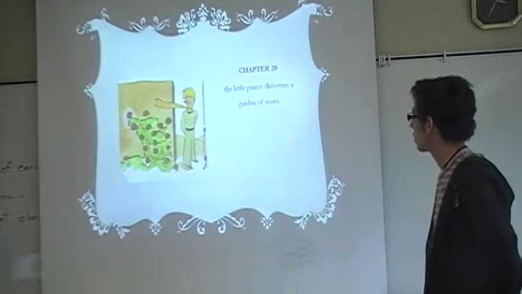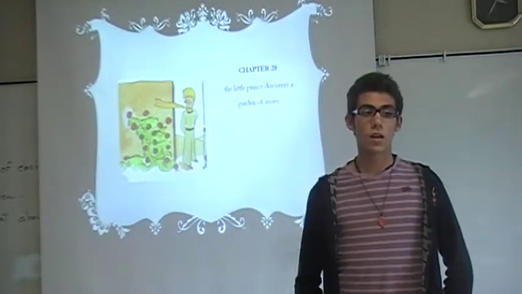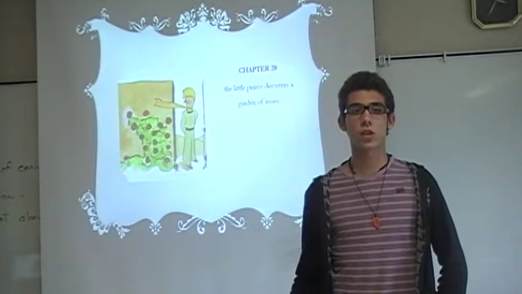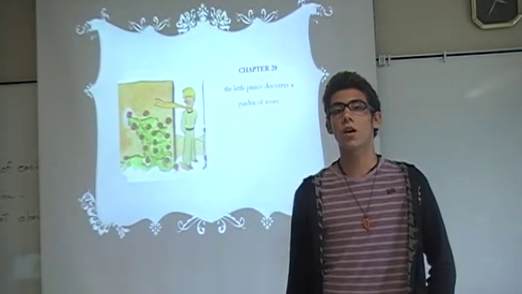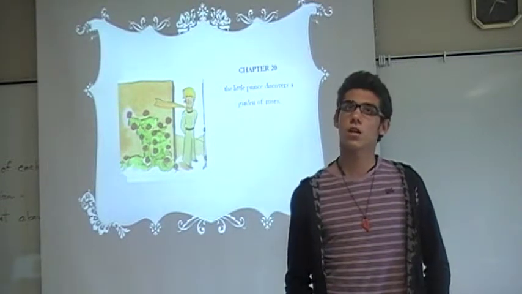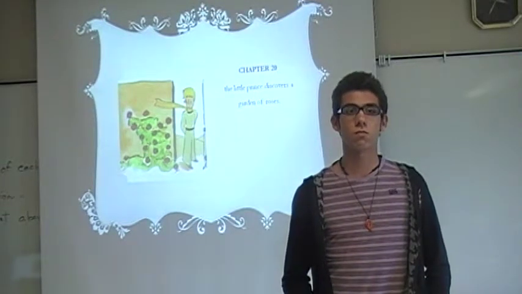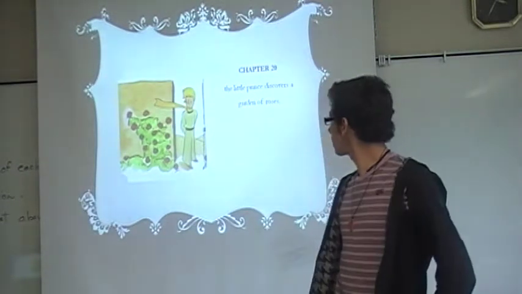In chapter 20, the Little Prince discovers a garden of roses, and then he starts to cry because he was thinking that the rose that he has on his planet lied to him, because she said that she was the only rose in the world, but she wasn't.